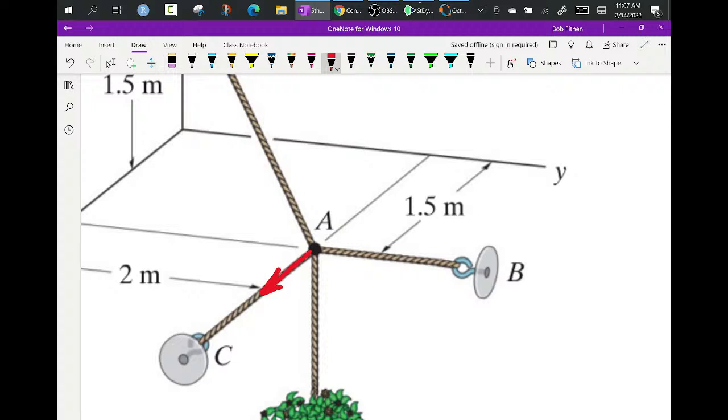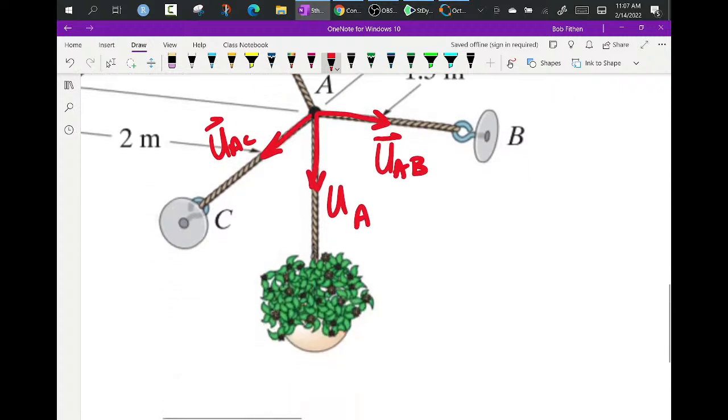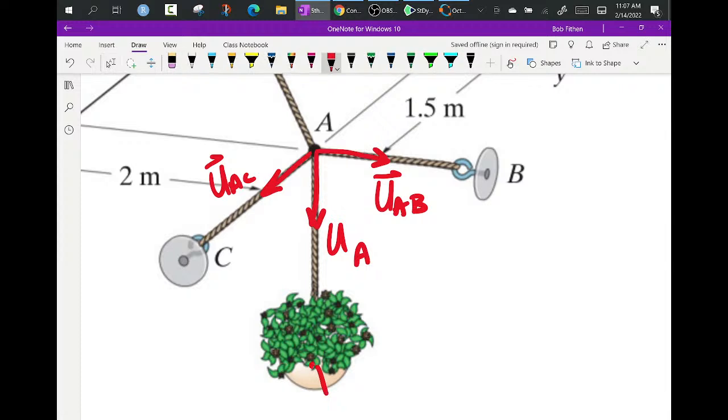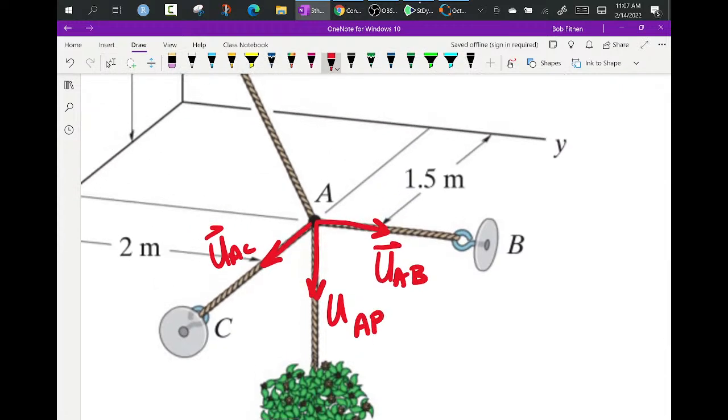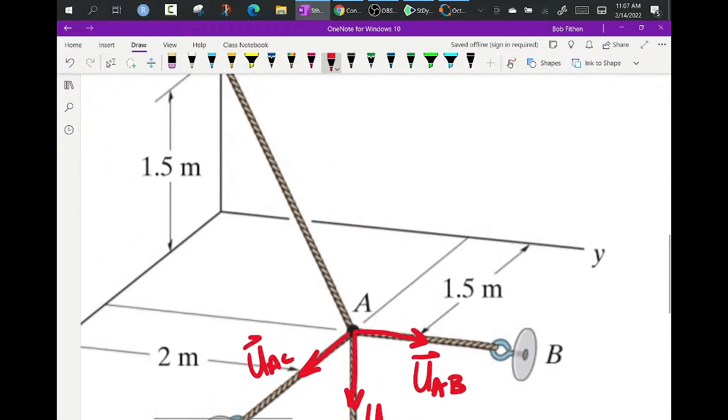I'm going to use this one as unit AC. This one is really easy. This one is super easy too. Unit AB, this one's super easy. Unit A, I'll call that P for pot, how about that? Unit AP. And then one that runs up here, unit AD.